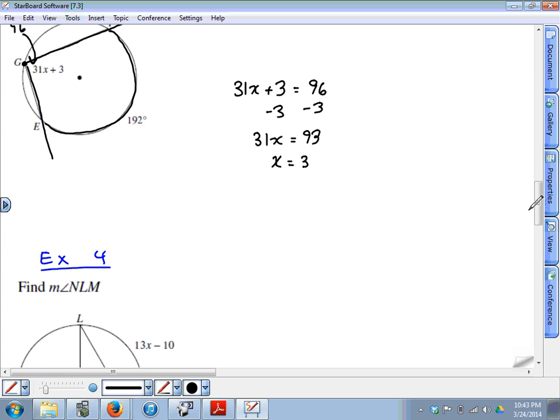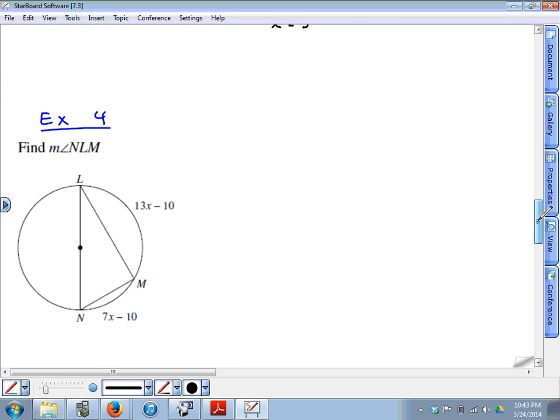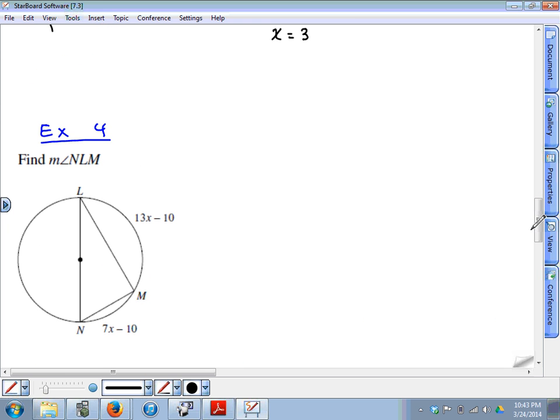I'm going to give you a minute here in just a second to do a couple more homework problems, so just hold off. Let's do example 4 here. So take a minute. Again, if you need to pause it, go ahead and pause it so you can copy this down.